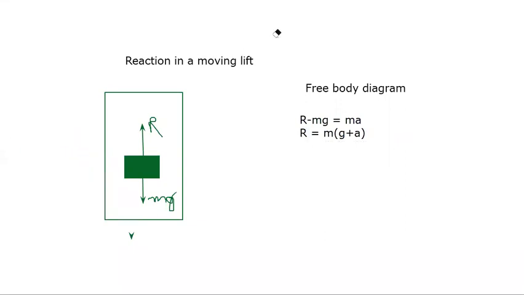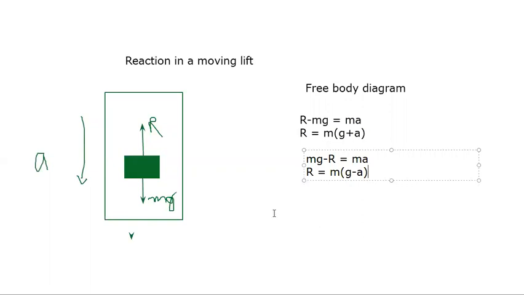Now if the lift comes down, and the acceleration is again a, what happens? mg is greater, so mg minus R is equal to m into a. From here, capital R is equal to m(g minus a), which means your weight has now decreased. Earlier it was mg and now it is m(g minus a). So when the lift comes down, you feel a loss in weight.